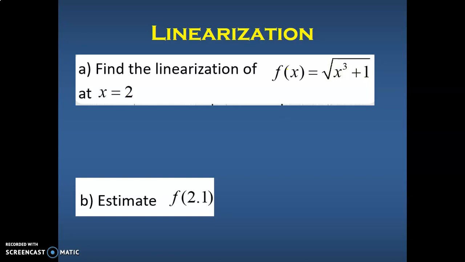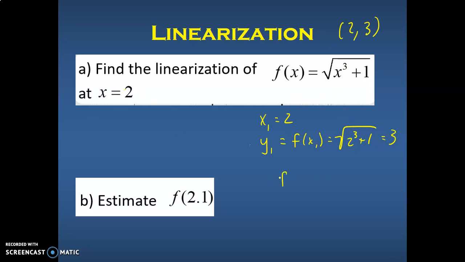So I'm going to need a point and I'm going to need a slope. I'm not even going to think about it as linearization. I'm going to think about it as point slope form. So I have half of a point, and I'm going to find the other coordinate. y1 is going to be f of x1, which in this case is going to be the square root of 2 cubed plus 1, which is 3. So I have my point, (2, 3), and now I need to find the slope when x is 2.